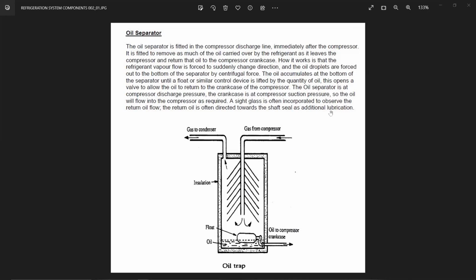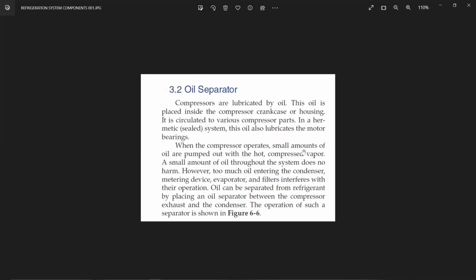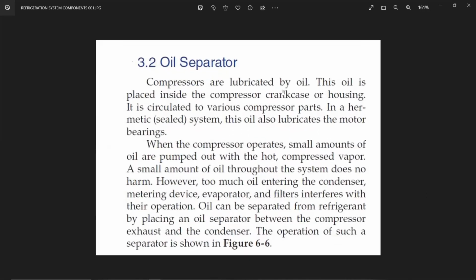A side glass is often incorporated to observe the return of the oil flow. The return oil is often directed towards the shaft seal as additional lubricant. The return oil will go to the shaft seal and it will additionally lubricate. Now there is another design of the oil separator. We'll see that also.